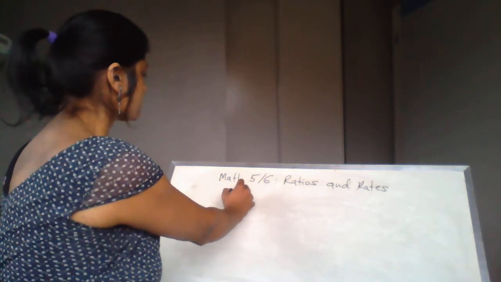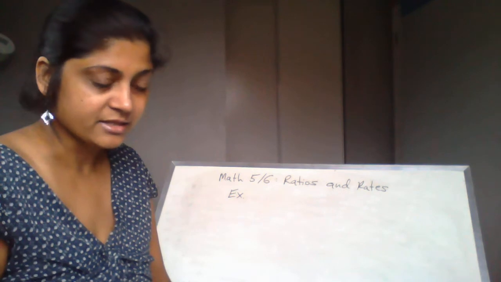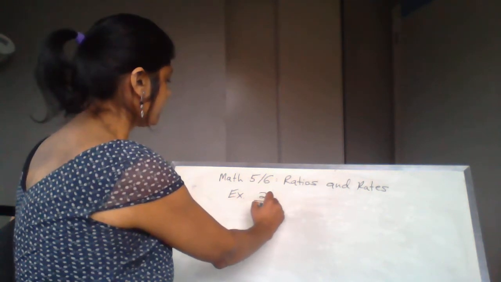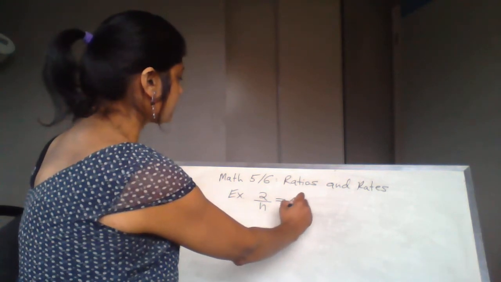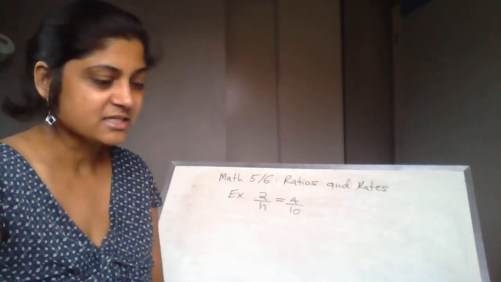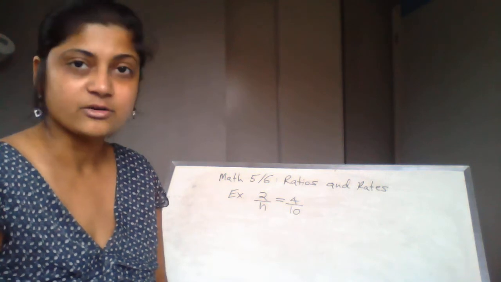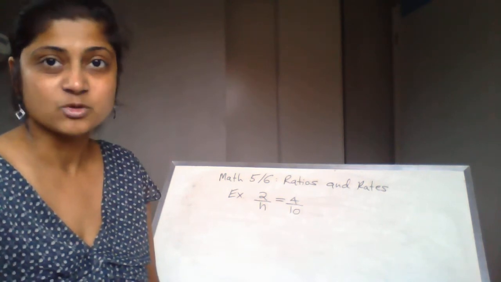Okay, so let's try this one. It says solve for n in the following proportions. So let's try this one. This is 2 over n, equals 4 over 10. So just like this. You can see basically I can write proportions as fractions, and there are other ways of writing them as well. Writing it as a fraction is the easiest form.